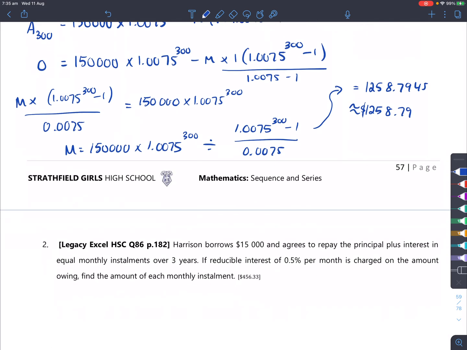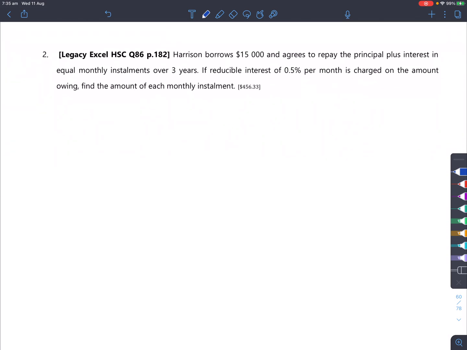All right, moving on to question 2. Harrison borrows $15,000 and agrees to repay the principal plus interest in equal monthly installments over 3 years. If a reducible interest of 0.5% per month is charged on the amount owing, find the amount of each monthly installment. Right, so it seems like this has been put into months.